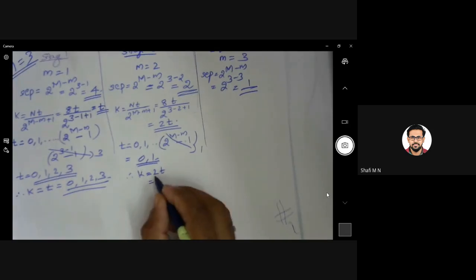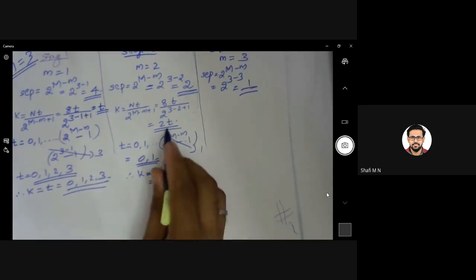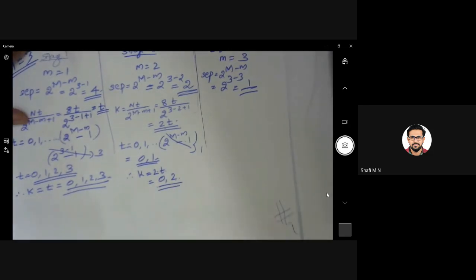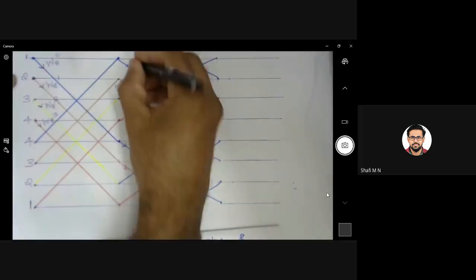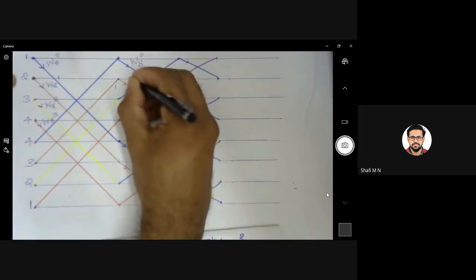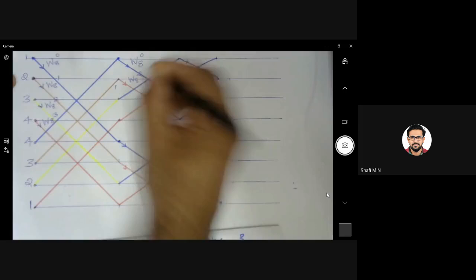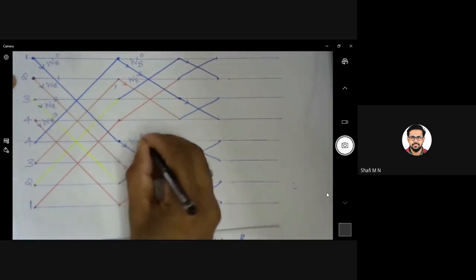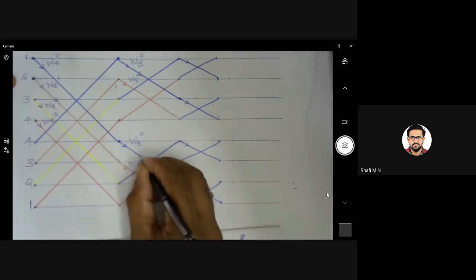So k equals 2t, where t is 0 and 1. Therefore, k will be how much? 2t, so 0 and 2. When t equals 0, k is 0. When t equals 1, 2 into 1, this will be 2. That's why you have k equal to 0, 2. So these are the 2 values of k: 0 and 2. So what will be this twiddle factor? W8^0, and this is W8^2. That will repeat for the coming butterflies: W8^0 and W8^2.